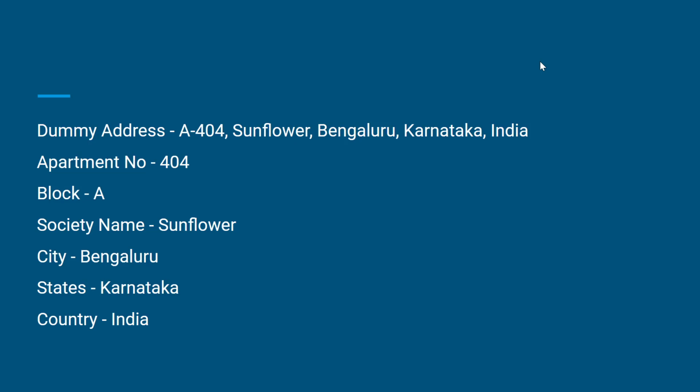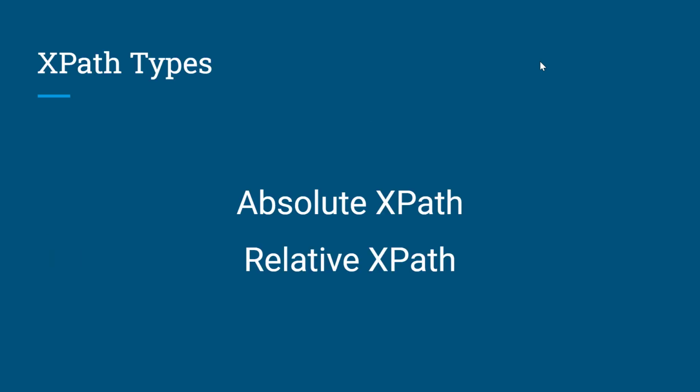Another option we have is to directly tell the visitor to come to Bangalore. I don't bother how you are reaching there. When you reach Bangalore, go to Sunflower Society, Block A, fourth floor, and there you will find your 404 apartment. So this instruction we can call relative instruction, and compared to absolute, relative is shorter, but the destination of both instructions is the same. Similarly, in XPath also we have two types, absolute XPath and relative XPath, because if you want to locate a specific web element in an HTML document, then we need to reach there in some way. Either we can start from the root node or we can directly try to locate it.